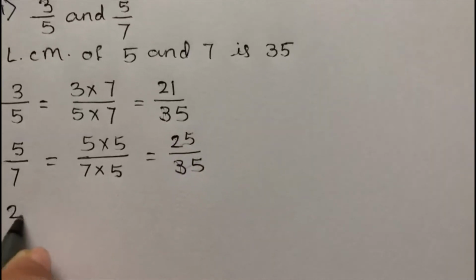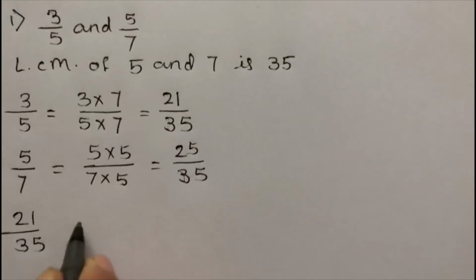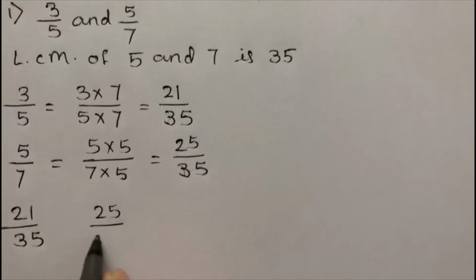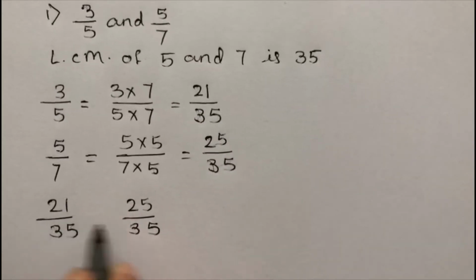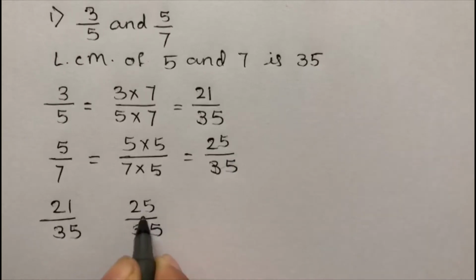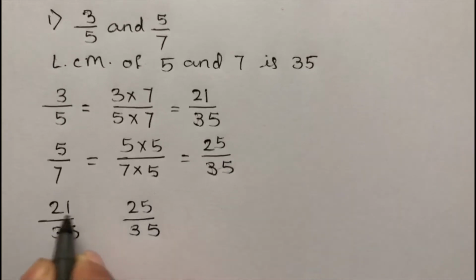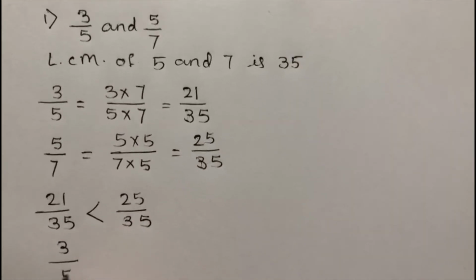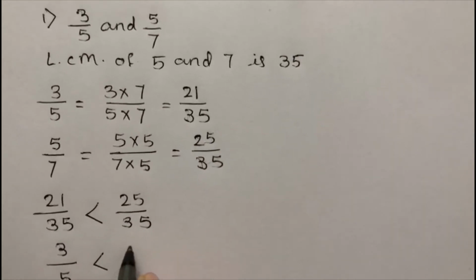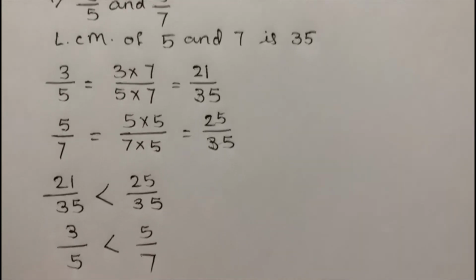You can see here we have the same denominator as 35, and the numerator for the first fraction is 21 and for the second fraction is 25, and 25 is greater than 21. That means 3 by 5 is less than 5 by 7.